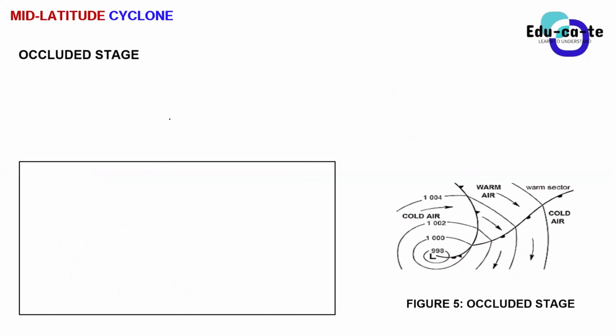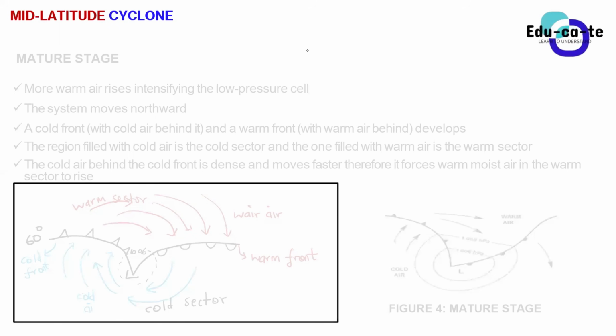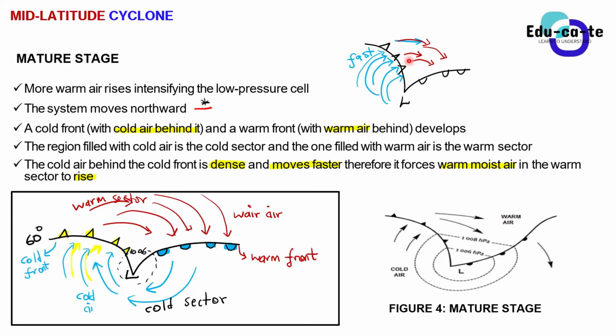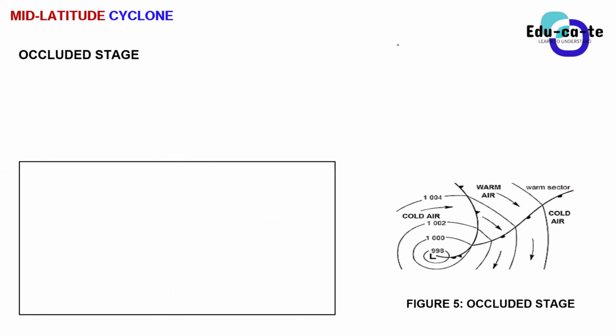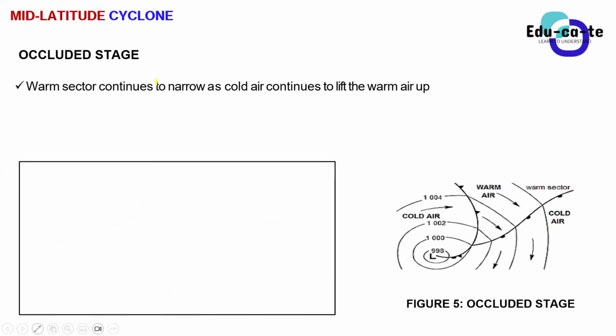Yes, sir. Now let's go to Siyanqoba's imagination, the occluded stage. Siyanqoba says, if this cold fast air in the mature stage keeps on pushing and forcing the warm air to rise, all of the warm air will end up rising. So how will that look in a diagram? Now the warm sector continues to narrow. That's the first thing that will happen. The warm sector, the region with warm air, will continue to narrow, meaning that it is becoming tinier. Why is the warm sector becoming narrow?